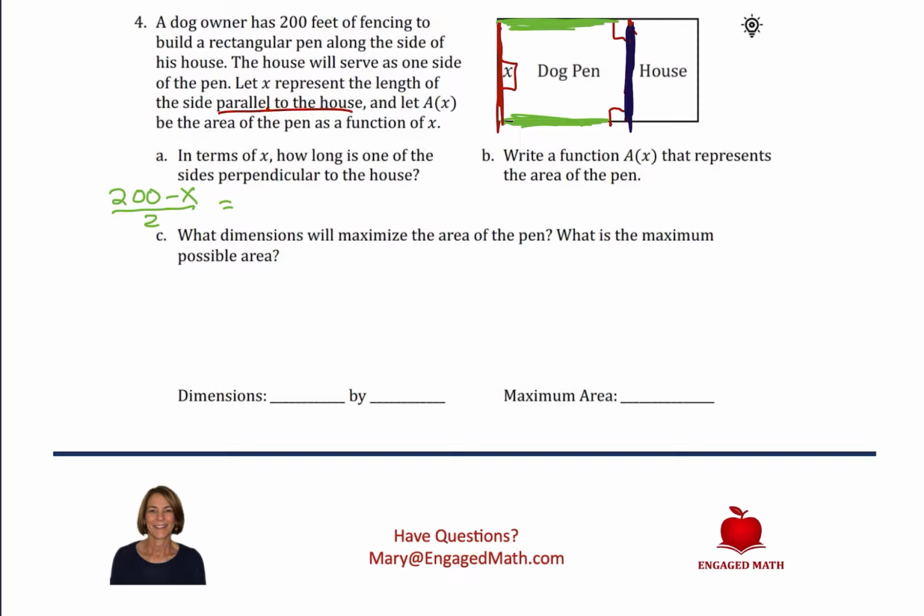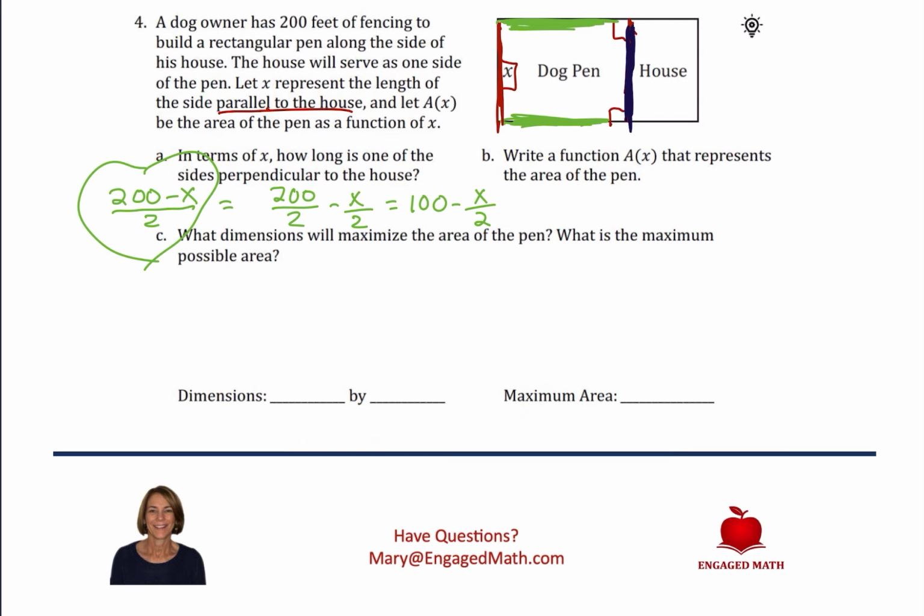So I'm going to do this sharing is caring, where if we have two terms in the numerator and one number or one variable in the denominator, they both have to get divided by that 2. So it's really 200 over 2 minus x over 2. And I'm going to simplify that to 100 minus x over 2. So that represents either one of the green sides.